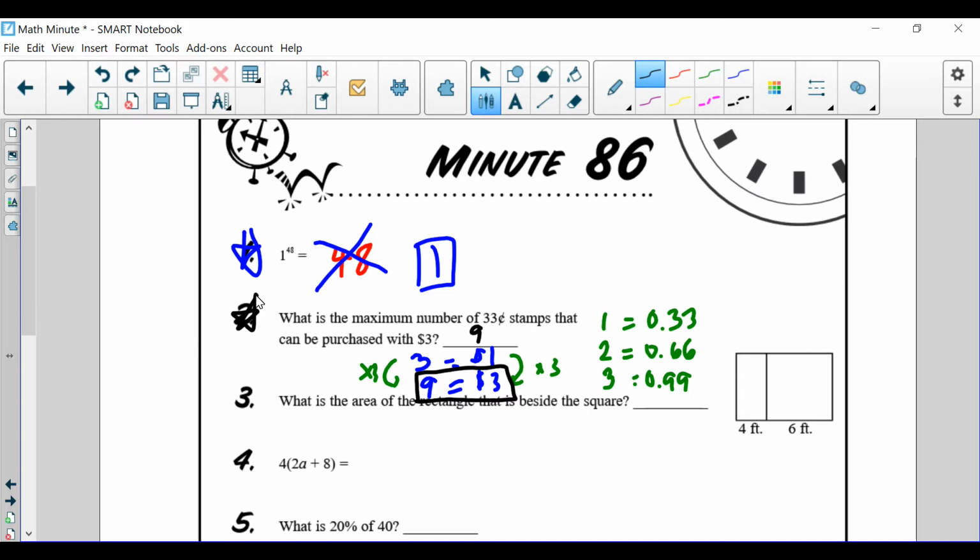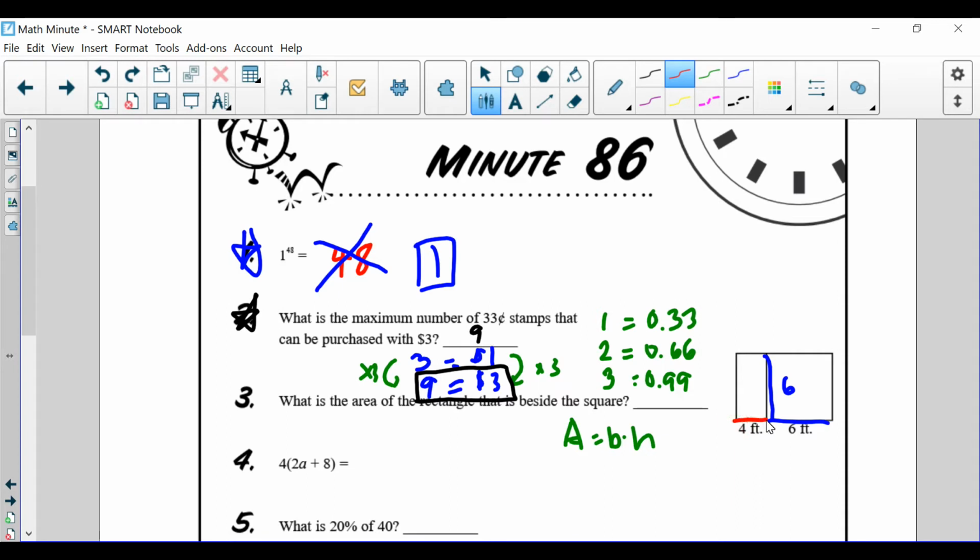Next, let's go over number 3. What is the area of the rectangle that is beside the square? So if we take a look here, there's something particular about squares. Squares are called squares because they have all even sides. So if this bottom length is 6, then that means this height is also 6 because it's a square. And it's talking about the area. What's the area? The area is simply base times height.